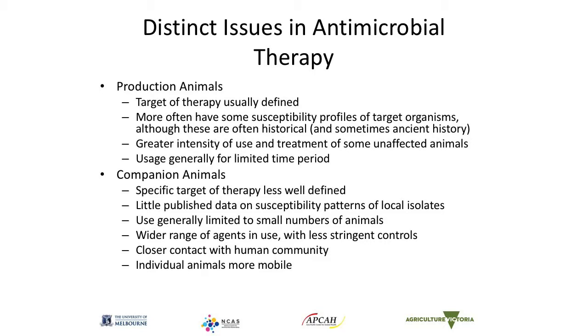We have little published data on susceptibility patterns of local isolates of the key pathogens, and use is generally limited to small numbers of animals, but a wider range of agents are in use and there are less stringent controls on the agents that we're using. We have closer contact with the human community, and individual animals are much more mobile and move much more widely throughout both the human community and the animal community.